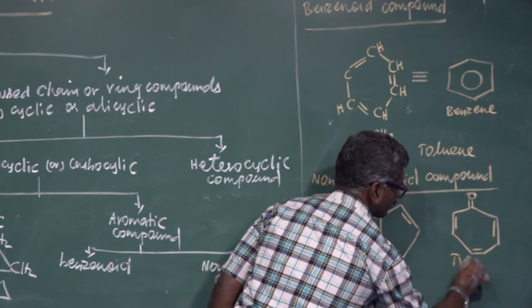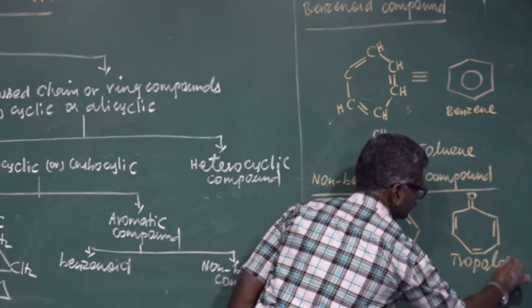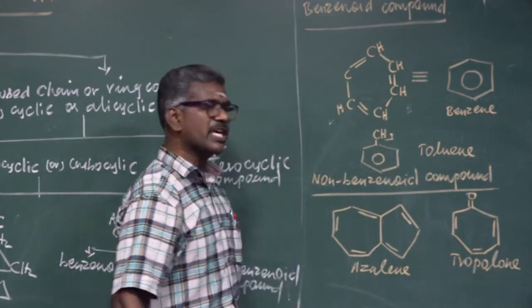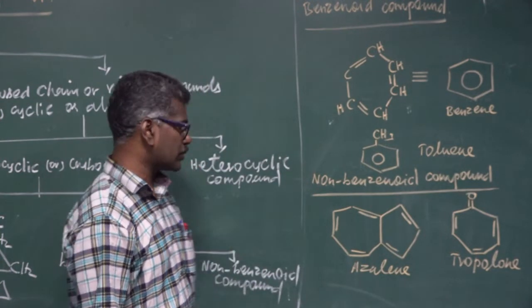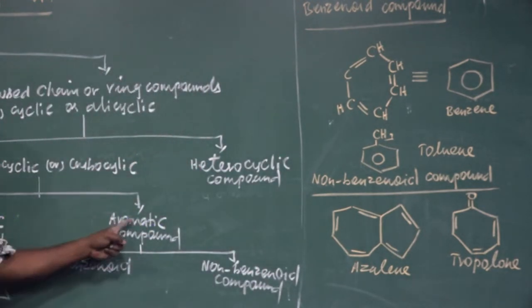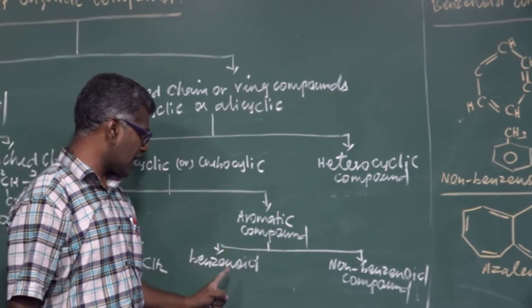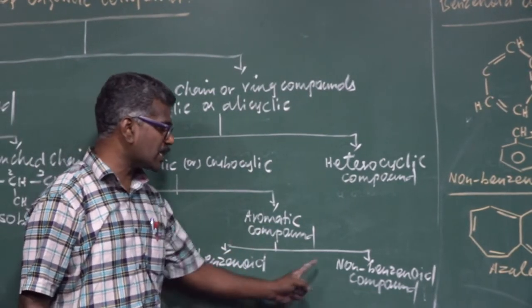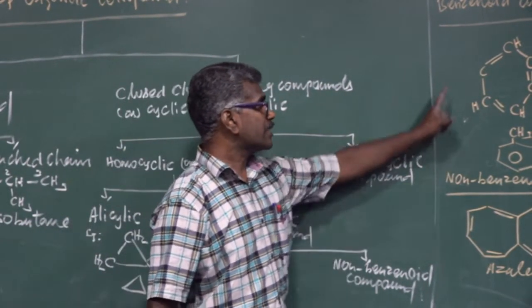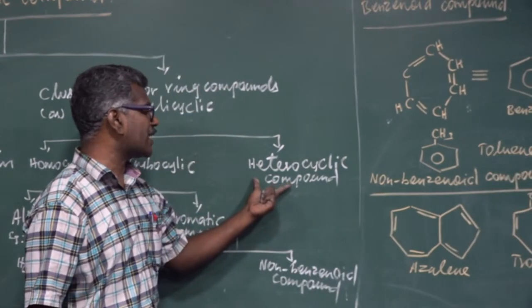This is named tropolone. These are the best examples for non-benzenoid compounds. So, aromatic compounds can be classified into 2 types, benzenoid and non-benzenoid. These are the examples. Another one is a heterocyclic compound.